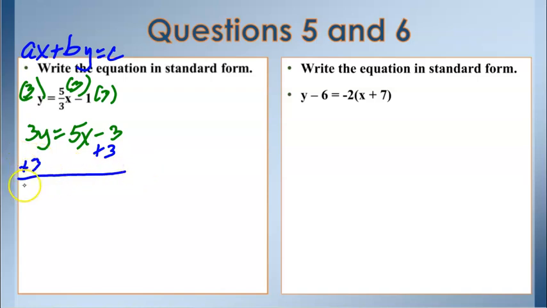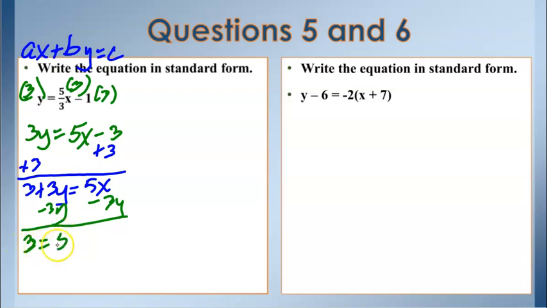So now I have 3 plus 3y equaling 5x. Now I need my y on the same side as my x, so I'm going to subtract 3y. So I would have an equation in standard form of 3 equaling 5x minus 3y. Or if you want to put it the other way, it could be 5x minus 3y equaling 3.